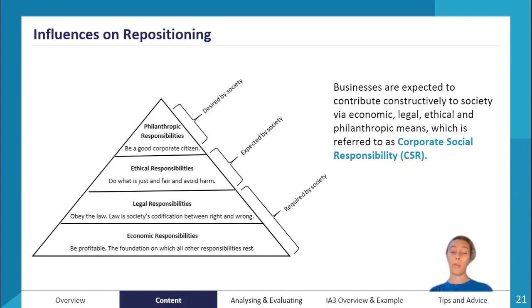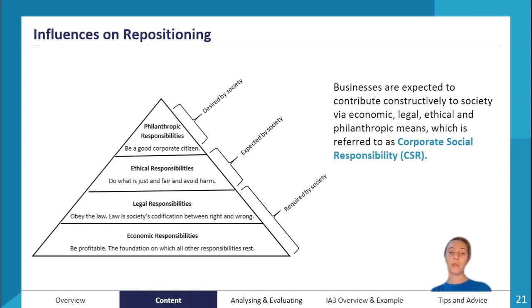So the bottom half, or the bottom section, is required by society. So we need businesses to be profitable, because without that, then it can't be a business anymore. So that's a requirement. Legal responsibilities as well. You have to obey the law as a business. And so this is about right and wrong. Of course, if you're doing the wrong thing in business, then you can have lots of problems. And so those two things are a requirement.